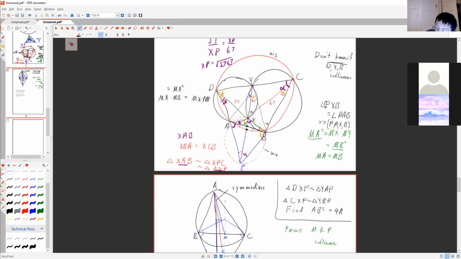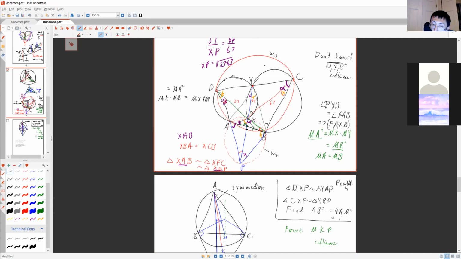So 4AM squared equals, so it suffices to find the power of M with respect to like omega 1 or something. Let's say that's omega 1. So we just need this length, like MX. Need MX. 4 times MX times MY. Yeah. So I need 4 MX MY. Yeah, I guess it's good to work backwards since I'm a bit stuck working forwards.